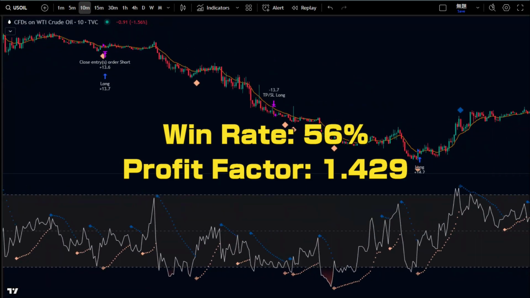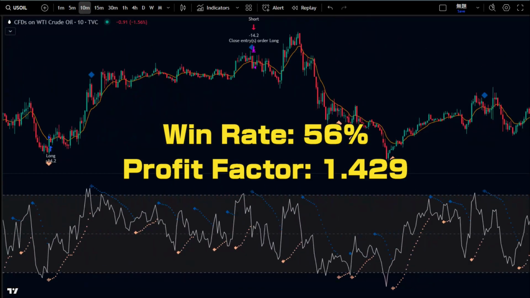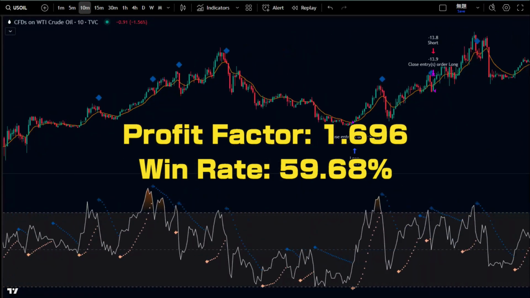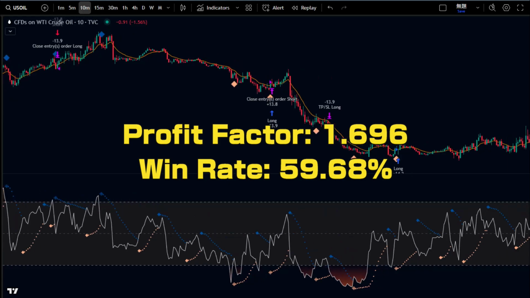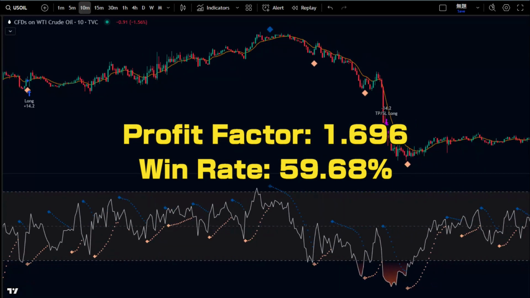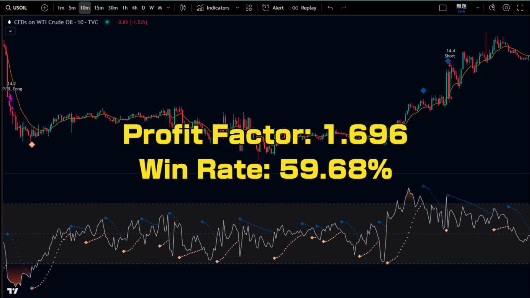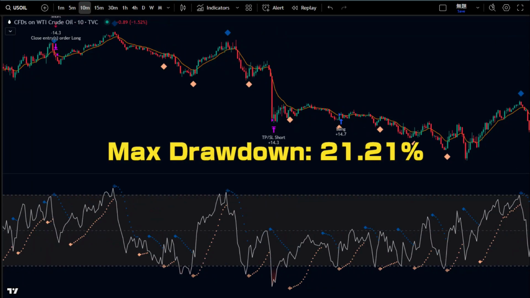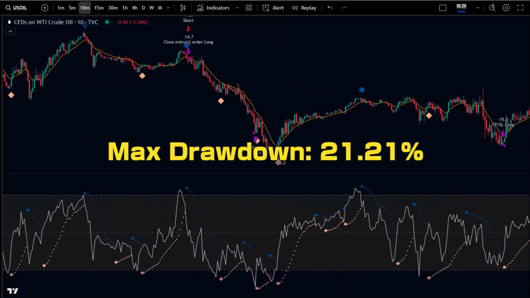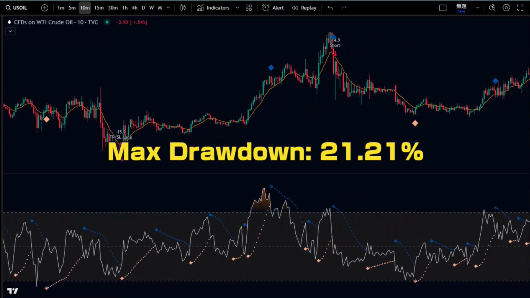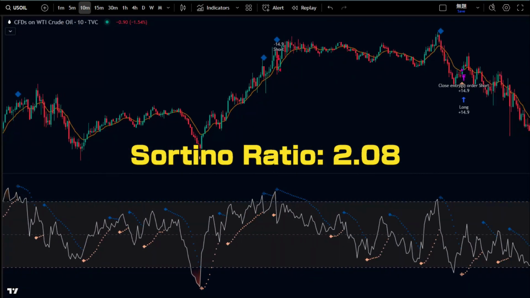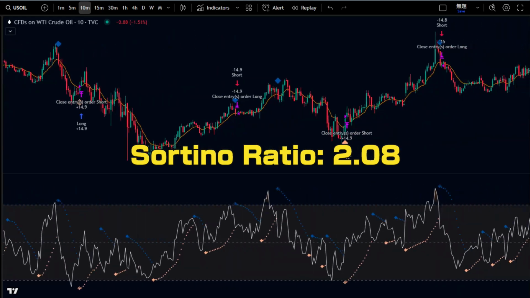As a trend-following strategy, this setup is impressively stable. Notably, its performance on short positions stands out, with a profit factor of 1.696 and a win rate of 59.68%. It consistently secures profits even in declining markets. The maximum drawdown is kept within 21.21%, indicating solid capital efficiency. A Sortino ratio of 2.08 shows exceptionally high returns relative to risk.